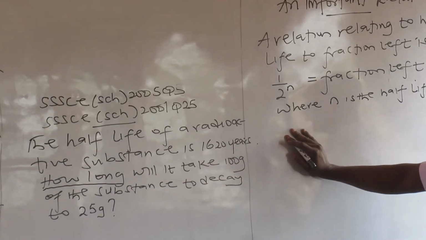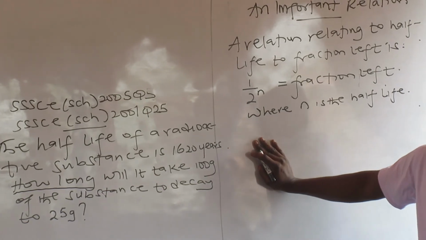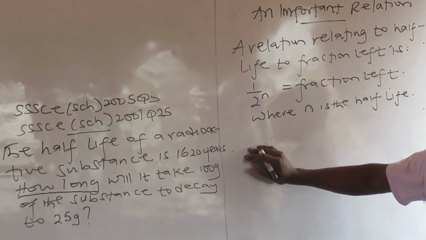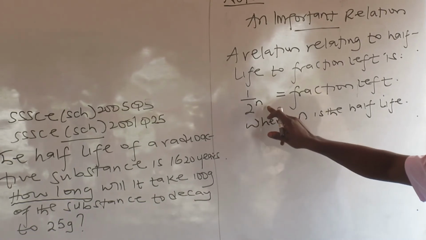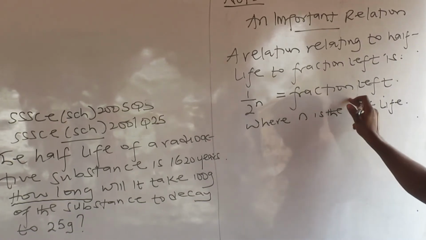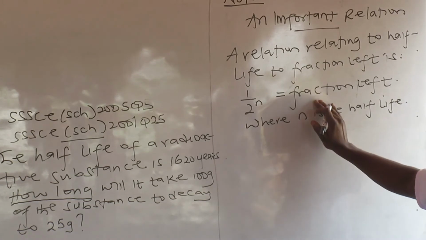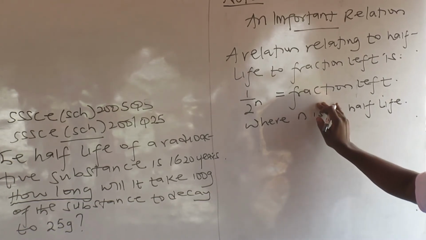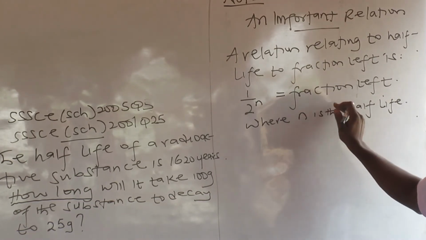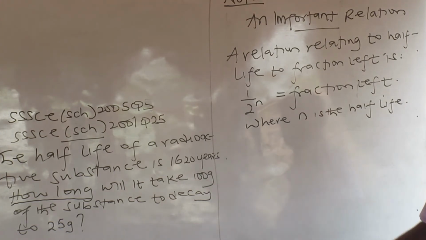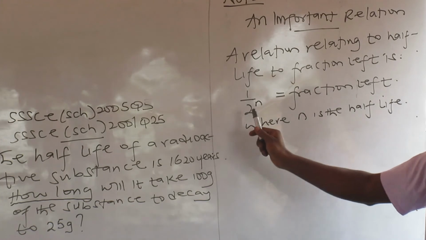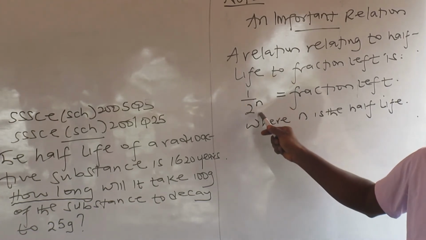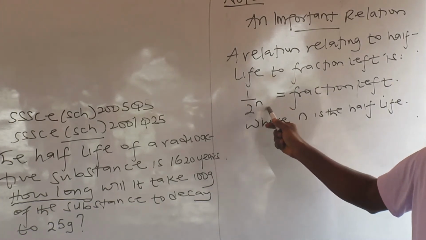So what if we don't know any formula concerning half-life? Or can we solve half-life without a formula? That is very true. There is a relation linking half-life and fraction left. A fraction left has to do with the final amount over the initial amount, the fraction left after decay. So I'm going to show you something using this parameter to solve half-life.